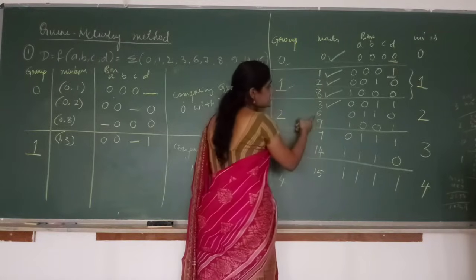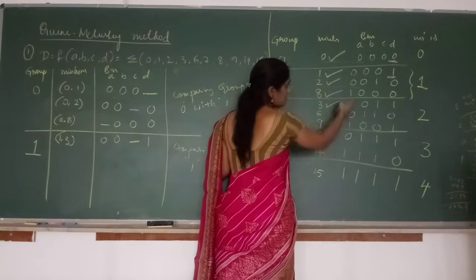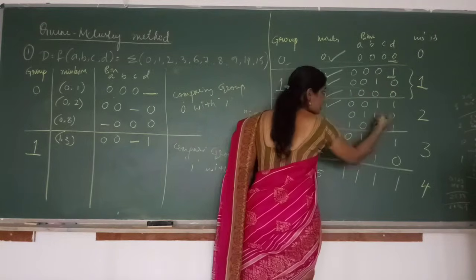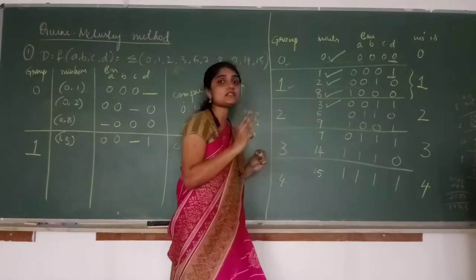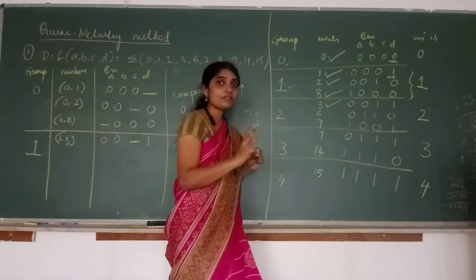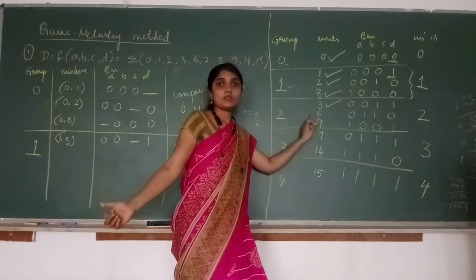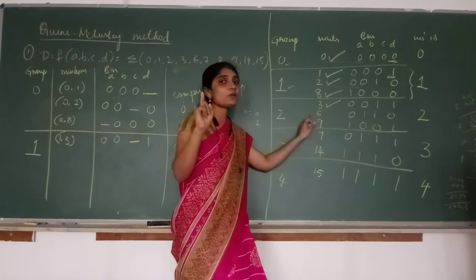Now compare 1 with 6. A is 0, B is different, C is also different, D is also different. So how many variable differences are there? 3 variables. Can we include that group 1 and 6 in the next table? No. What is the rule? There should be only one variable difference.